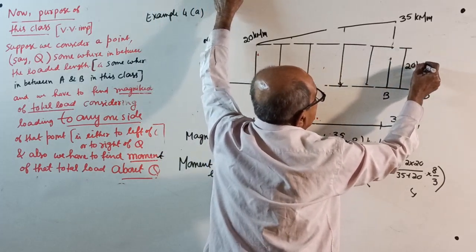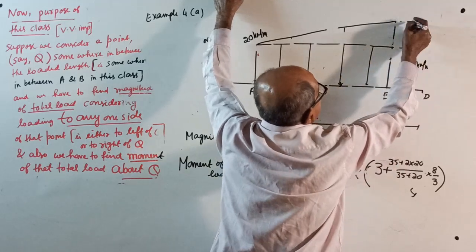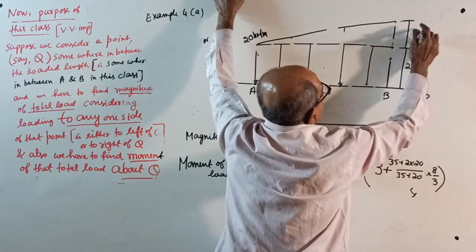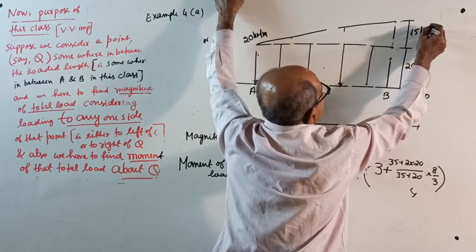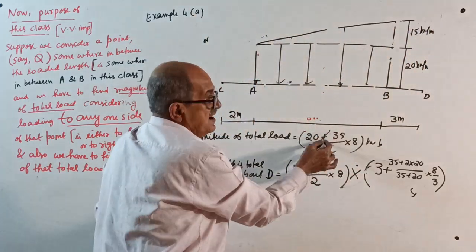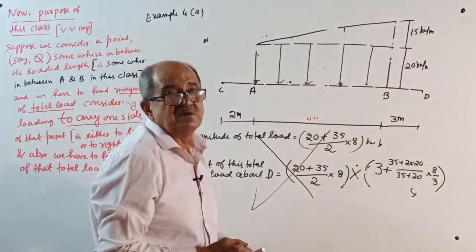20 kilonewton per meter. This is 35, that was 15 kilonewton per meter. This I already covered earlier; I am actually wasting time. Kilonewton per meter. Now do one thing. I will not dictate, I will not write. I will dictate. Okay.